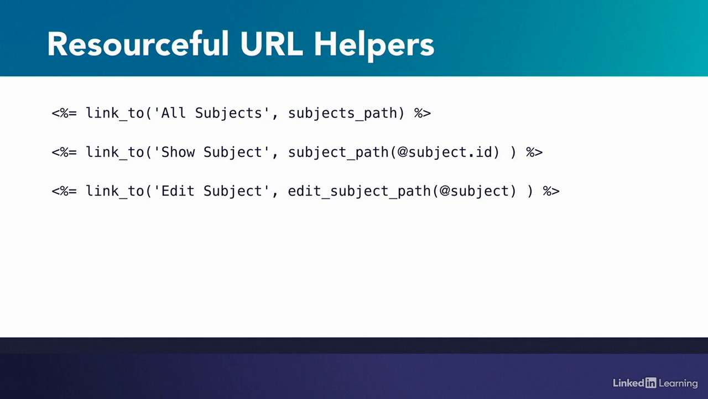Notice also that I'm not passing in the ID as an argument. I'm passing in the object itself. Rails is smart enough to know that if it receives an object instead of an ID, it should then ask for that object's ID. Let's try some of these out.